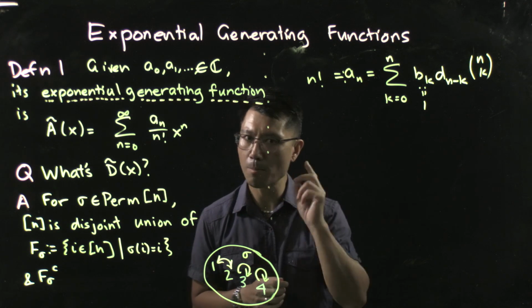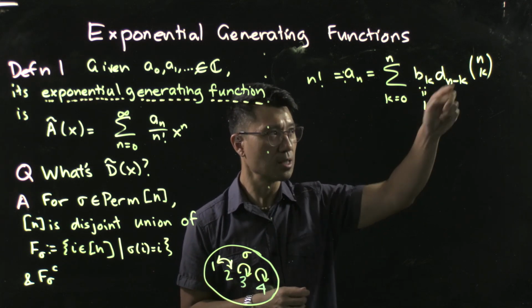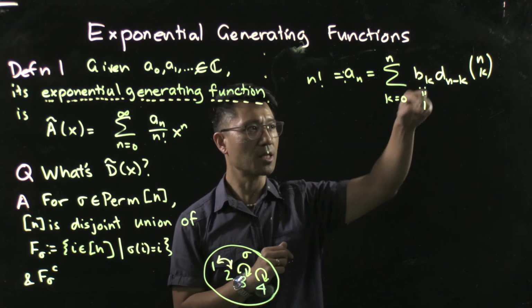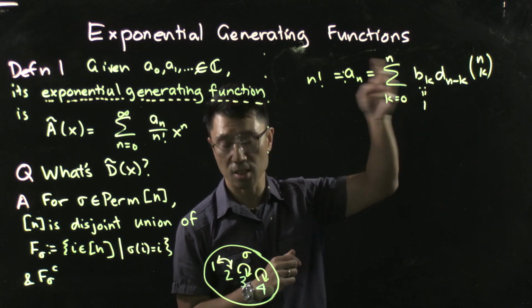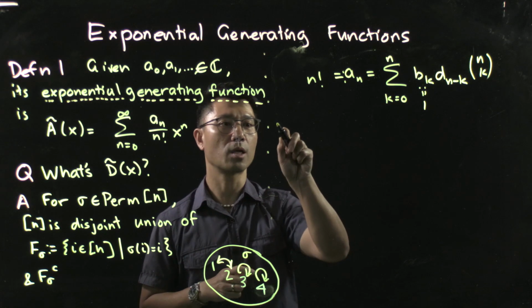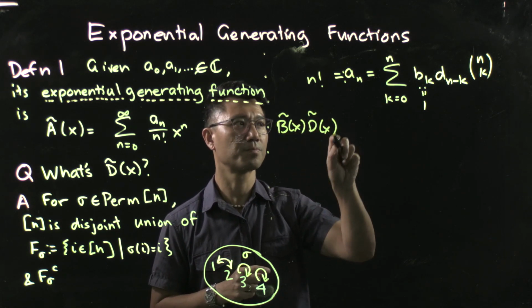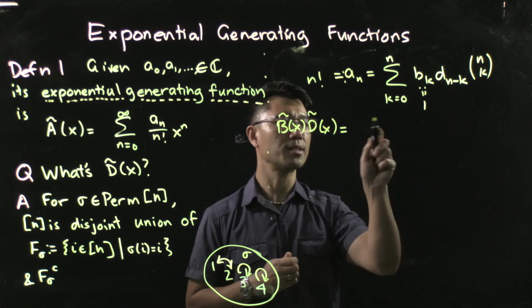So what I'm going to do is multiply the exponential generating function of this sequence of derangements, so this d tilde x, with the exponential generating function that we got from this bk sequence, which is this constant sequence of 1s. So let's have a look at b tilde of x times d tilde of x. So what's that equal to? Let's write down the formula for this.